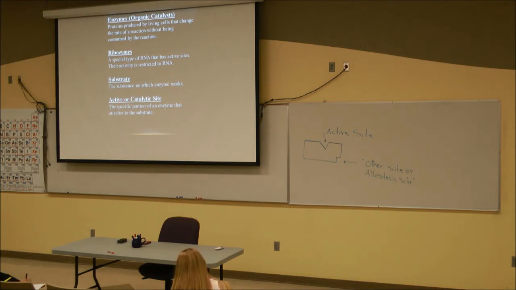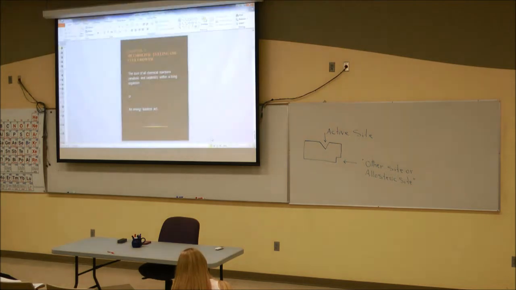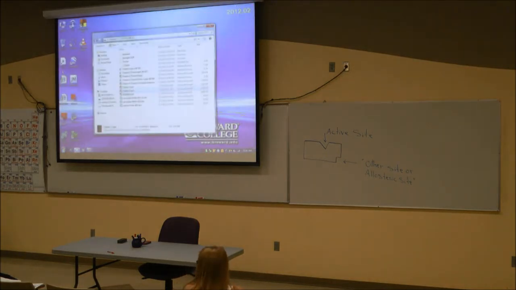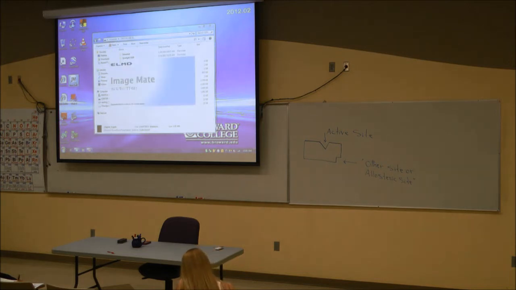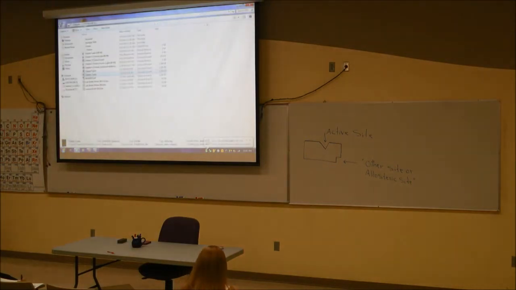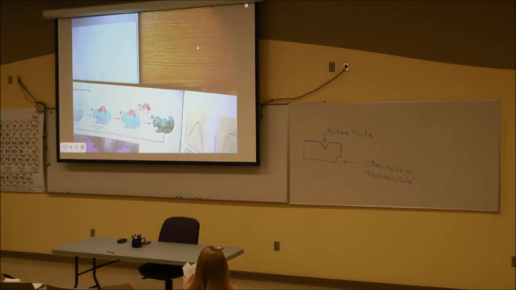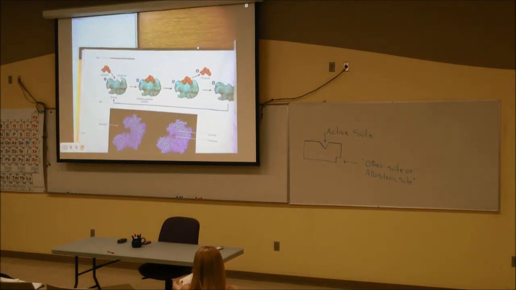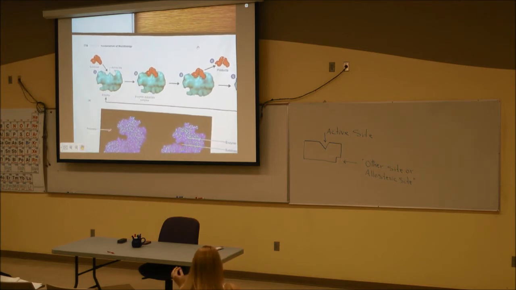If you have the book, you can go to page 116 and I'll show you this allosteric site that I'm talking about. See this enzyme right here? This is the active site. See this little notch right here? That is the allosteric site. I think we will have time to go over the purpose of this allosteric site.